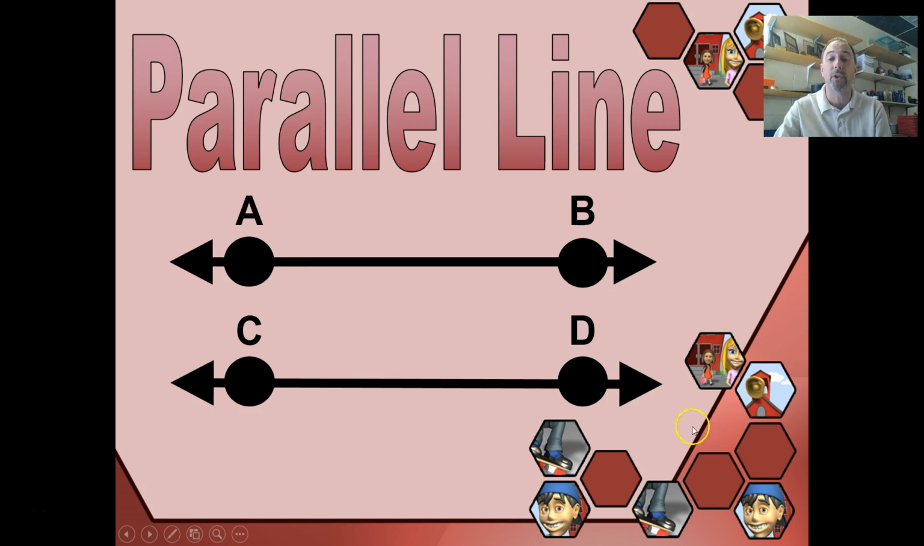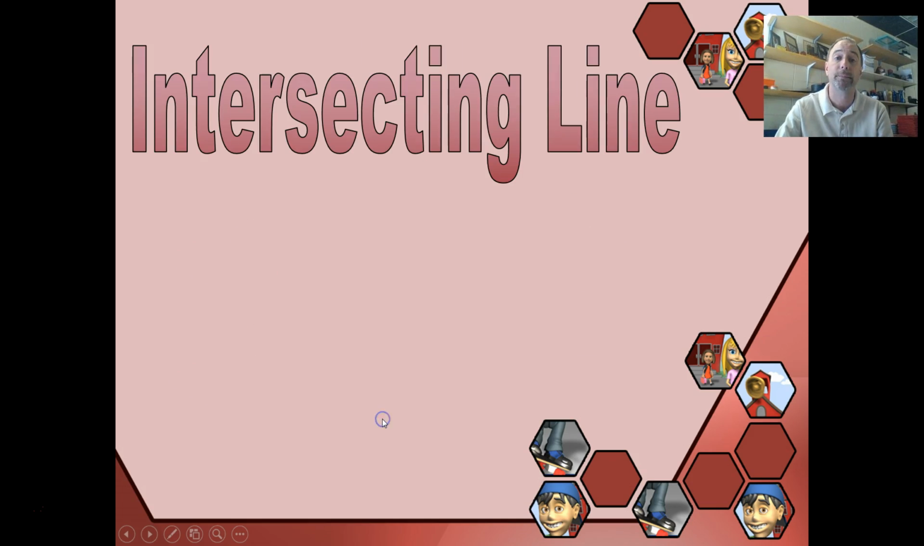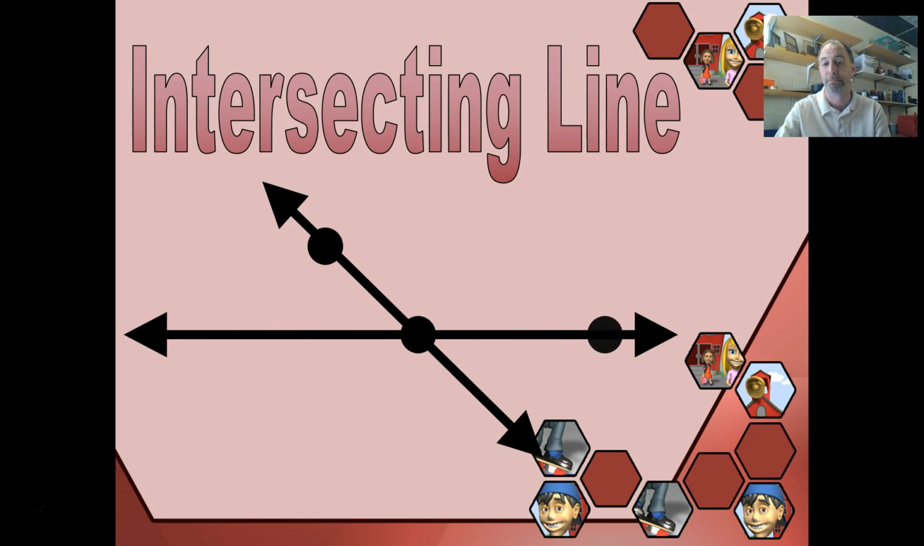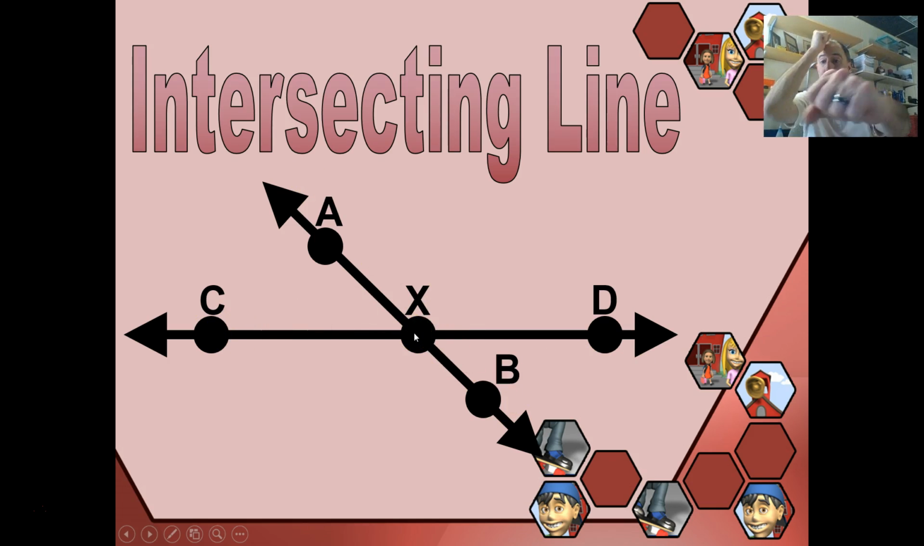And here again, we have the two little segments of AB and CD. They're going in the exact same direction. Never the two shall cross. Then I have intersecting lines. Aha! Now we have lines that are going to crisscross. I have two lines, line AB and line CD. And now lines AB and CD cross. They intersect at point X. Point X would be called the point of intersection. Okay?